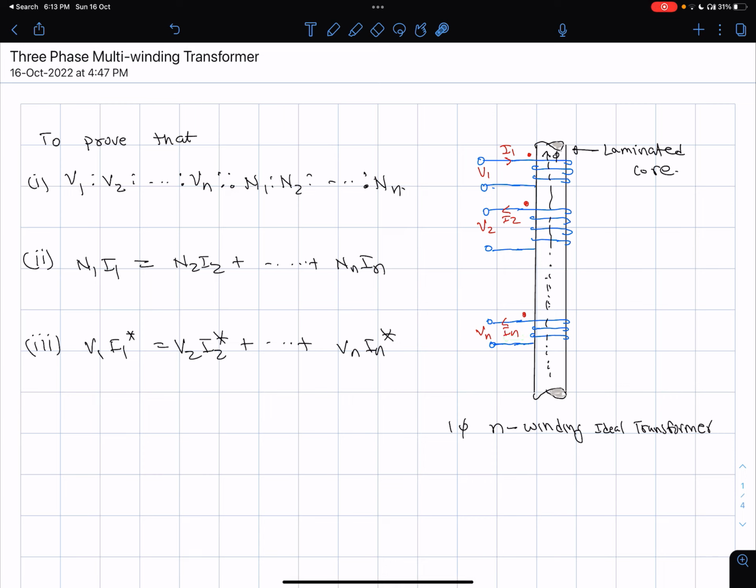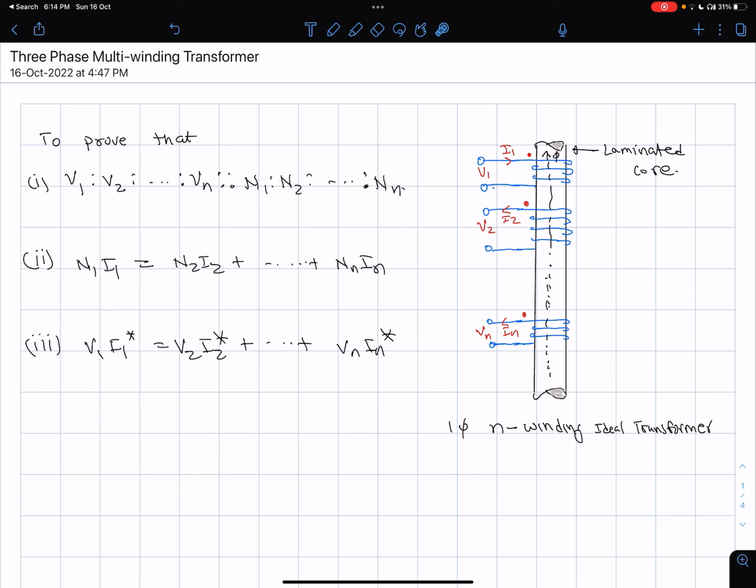So the idea here is that, for example, one winding is connected to the source or generator, and the other windings, for example, are connected to the load. So therefore, by convention, they will be drawing power. So for such a three winding or n winding transformer, we can prove the following.